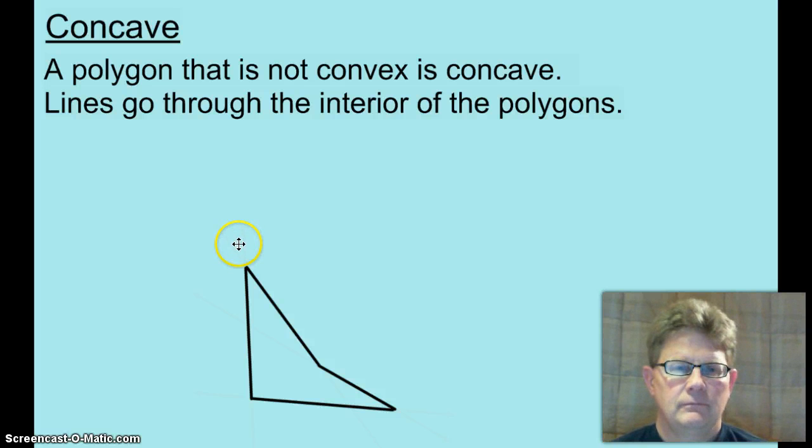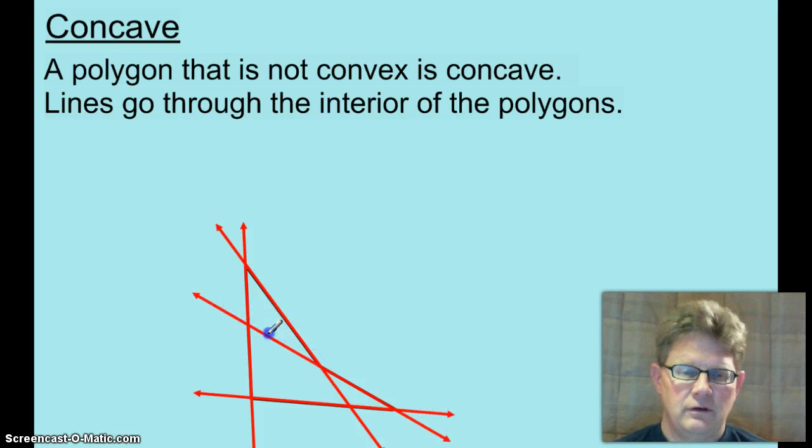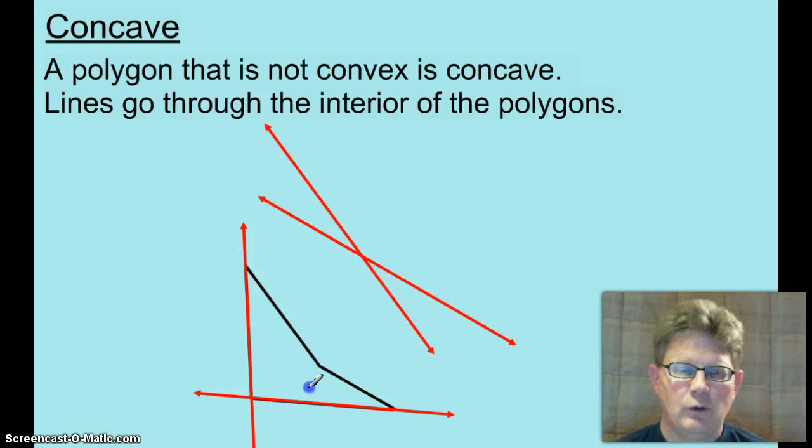Concave: a polygon that is not convex is concave. Lines go through the interior. See, look at this line right here. Well, not all the lines go through the interior. This line right here, though, look, it goes inside the polygon. And that line right there also, when you extend the side, it goes through the interior. So when you extend this line and that line, they go through the interior. That makes it a concave polygon.